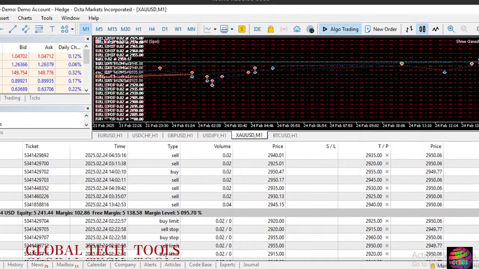And the next time we come to this point right here, I would use this as an area of interest because we have clearly rejected it multiple times, where I'd be interested in selling it to the downside.